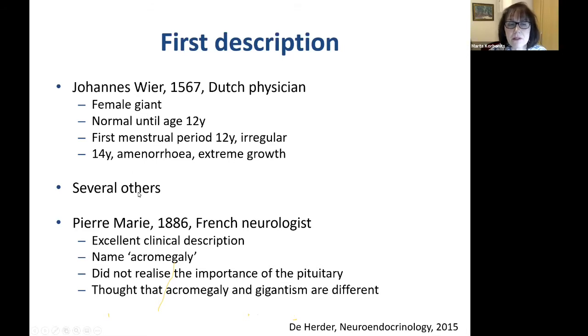There were several other descriptions, but I would like to mention Pierre Marie. He was a French neurologist at the end of the 19th century, because he gave an excellent clinical description of the disease acromegaly, and he also gave the name to the disease. However, at the time, he did not realize that the disease is actually due to the pituitary gland. And he also didn't realize that acromegaly, what we see in adults, and gigantism, what we see in children, is the same disease. He thought these are two different conditions.